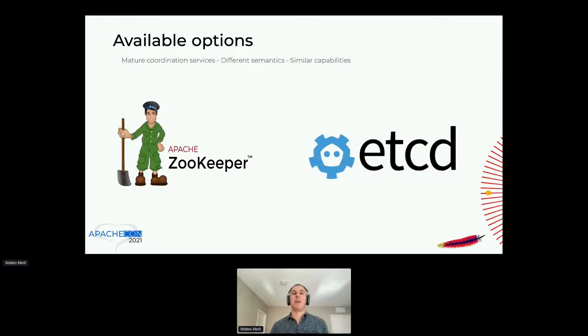Typical options to implement this kind of distributed lock and leader election are ZooKeeper and etcd. These are very mature coordination services. They have different semantics, but very similar capabilities, so you can implement the same things in slightly different ways. They're both very mature. They've been used for 10 years in the case of ZooKeeper, and a few years less in the case of etcd, but they're very good options.